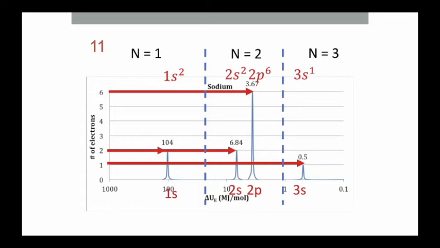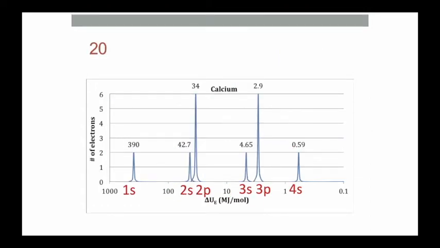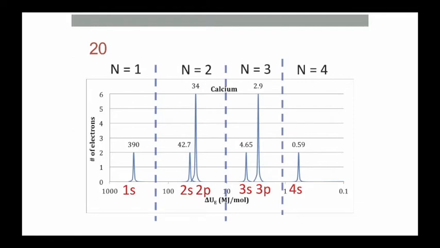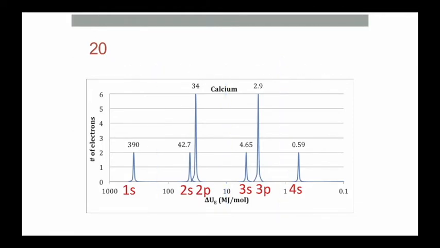Now I'm going to skip over to calcium, and we can see we have 4 different sets of peaks. There are 6 peaks in total, and we have electrons in 4 different shells. Notice how the binding energies for the 2s and the 2p are really close together. They're within 10 megajoules of each other.